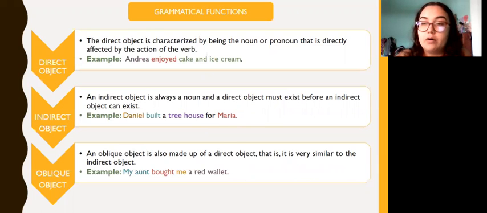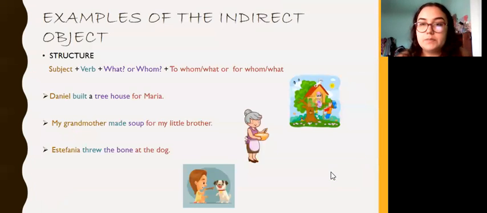Finding an indirect object is simple once the direct object has been identified. To find the direct object, ask what or who the verb is doing. To find an indirect object, ask to whom, or for whom, or for what. Next, here are other examples of indirect objects.